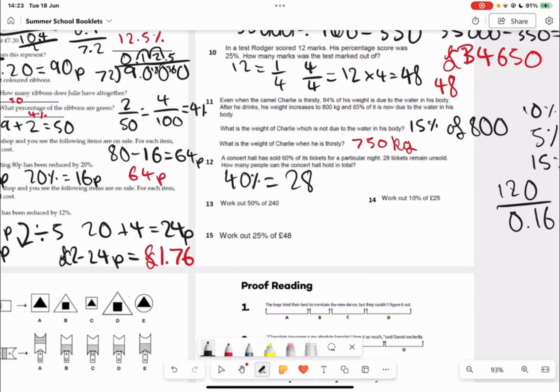So we can find 10% from this, which is equal to 2.8. Or no, it will be equal to 28 divided by 4, which is 7. So 10% is equal to 28 over 4, which is 7. So then we do 7, which is 10%.